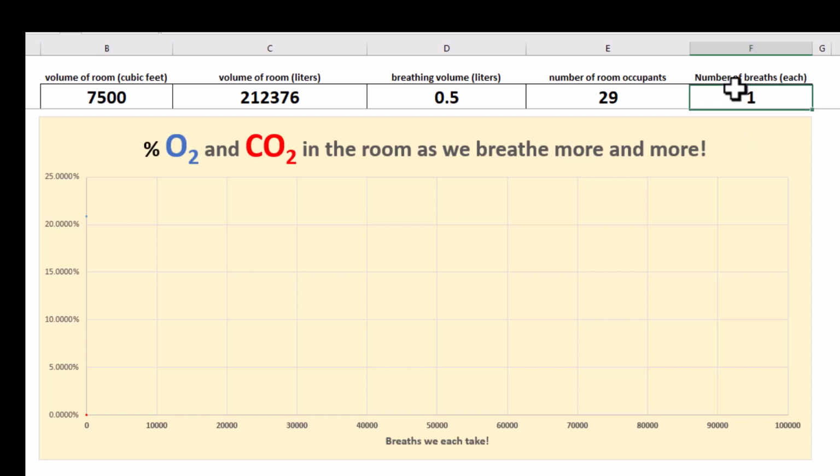So after one breath, a little hard to see, but you can see them over here. There's a little blue dot right there, a little red dot right down here by zero. It's not quite zero, but it's close to zero. Let's just put in 1,000 breaths so we can see what's going on. And then you're going to start to see them. There they go. Oxygen is going down, CO2 is going up. Let's go to 2,000. Let's go to 5,000. Let's just jump now. Let's jump to 30,000.